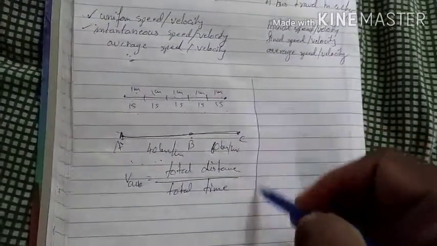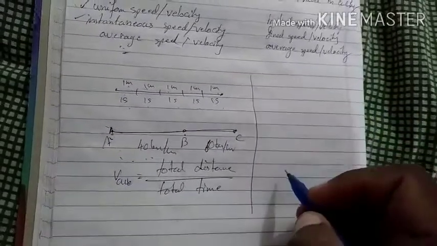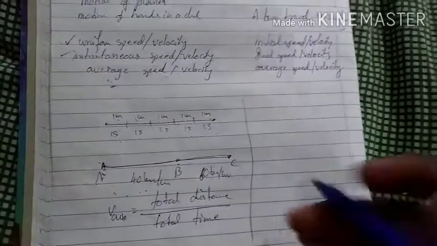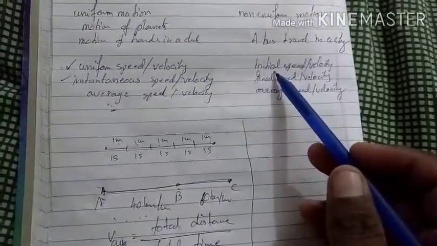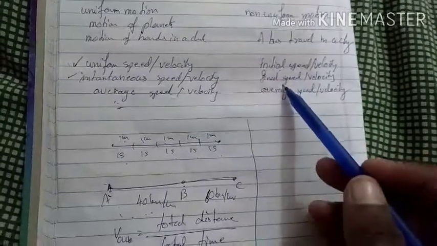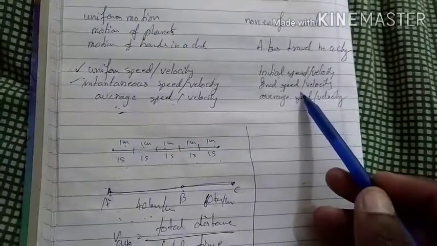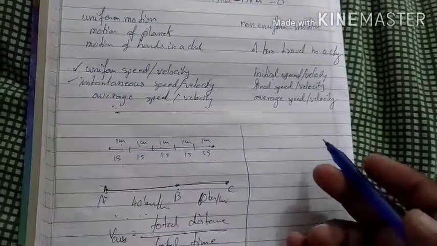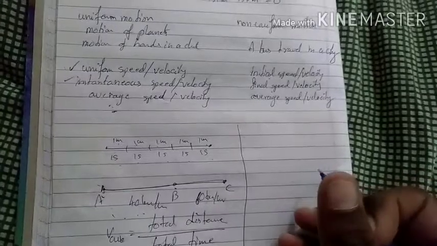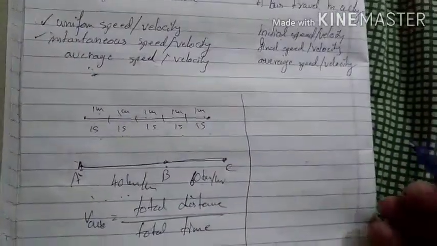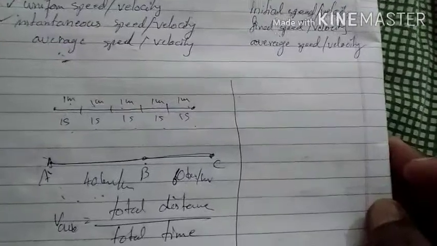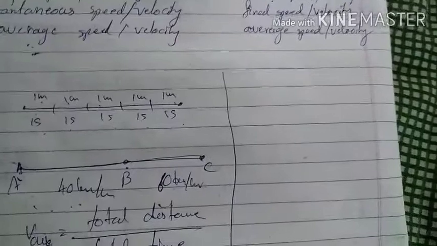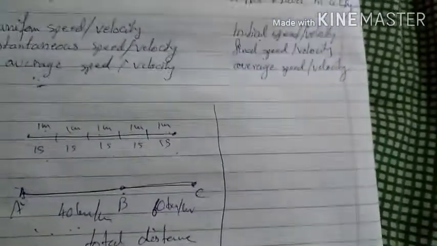In the case of non-uniform motion, we just need to know about these words: initial velocity or speed, and final velocity or speed. See, in non-uniform motion, we have some other kinds of velocities or speeds. What are they?